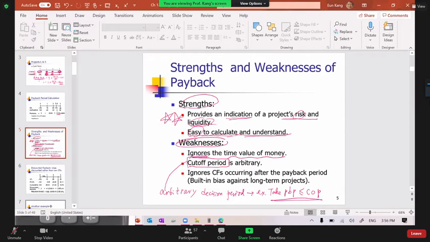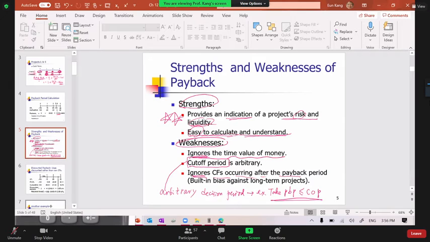So you think, I'll take just 5 years. Okay, more than 5 years is too risky. So I'll take 5 years as the cutoff period. Then any project that has a payback period less than or equal to 5 years, you take it. If not, you reject it. It's pretty simple, right? Then what? The weakness is that it ignores cash flows occurring after the payback period.